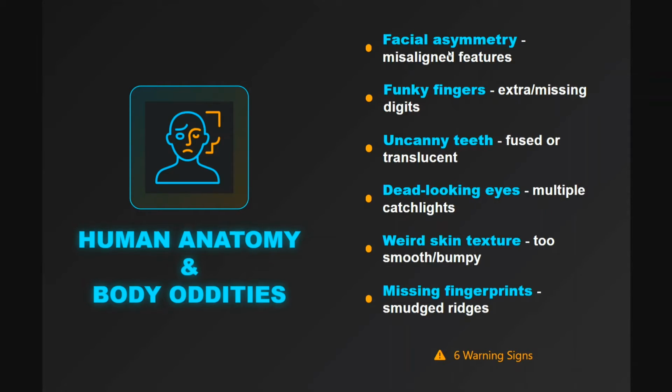Most of the time extra fingers might be coming, or some person might be having four fingers, etc. Uncanny teeth, fused or translucent, you won't find them natural. Dead looking eyes, multiple catch lights, you can't see any reflections in them. Multiple things in the eyes also. Weird skin texture, too smooth or it's bumpy. It doesn't look natural. And missing fingerprints, I think that's quite obvious.